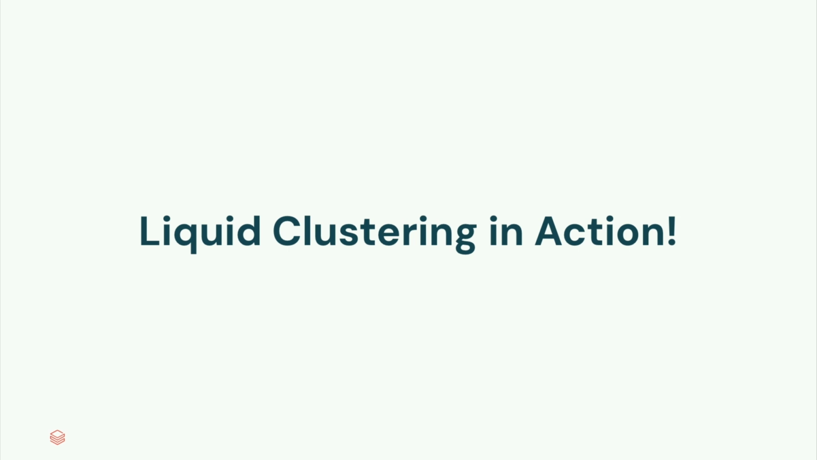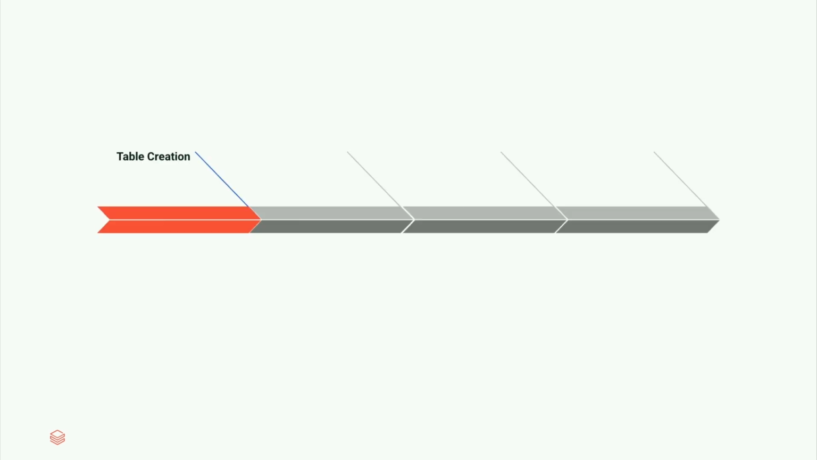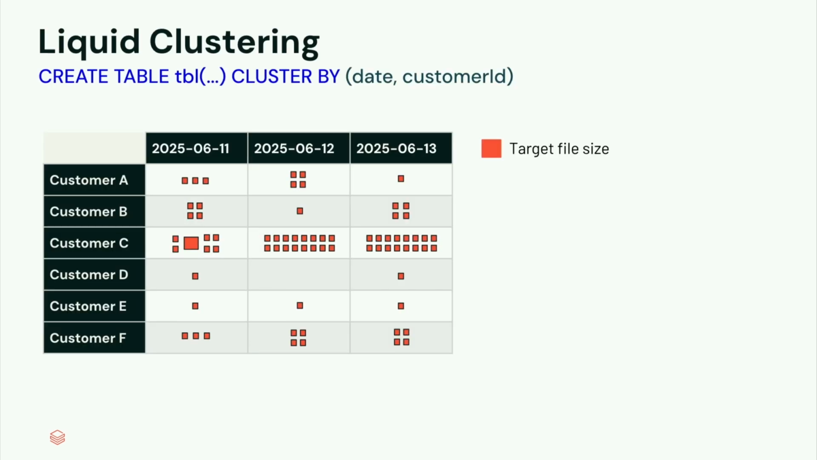Now, finally, let's get to liquid clustering. Let's try to apply the same example to liquid clustering. So let's see how to create the table first. So very simple. You take the same data. Instead of doing partition by date and customer ID, I'm going to be doing cluster by date and customer ID. So let's say you end up with the same ingestion.